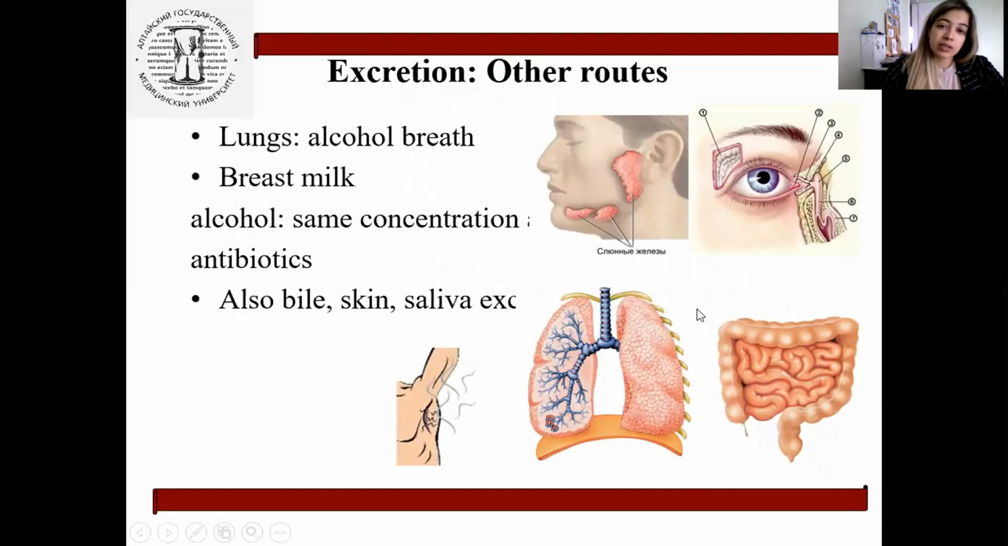But not only kidneys can excrete drugs. Also, we have, for example, lungs for excretion. When we drink a lot of alcohol, we have alcohol breath. Yes, I think everybody knows that. For example, breast milk. Breast milk also can excrete some alcohol or antibiotics or any other drugs which are taken by the mother. Also, bile, skin, and saliva can excrete the drugs. So actually, some drugs are found not only in the urine, but in all other biological liquids of the human body.